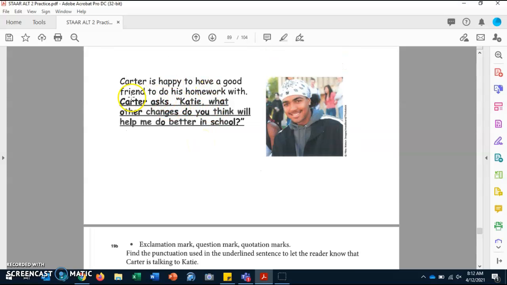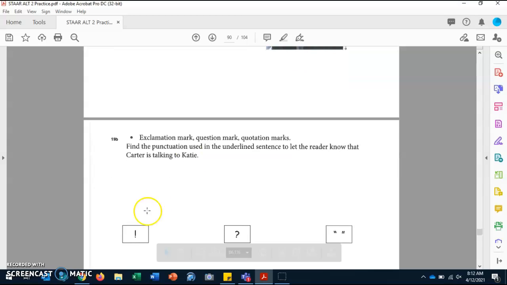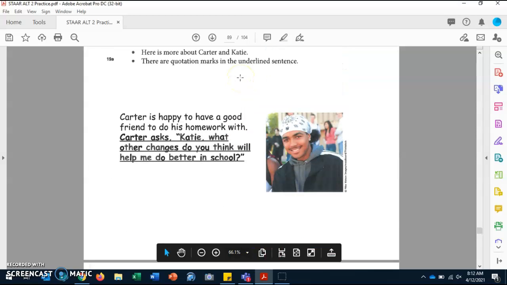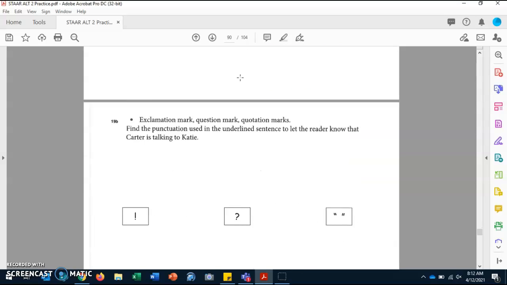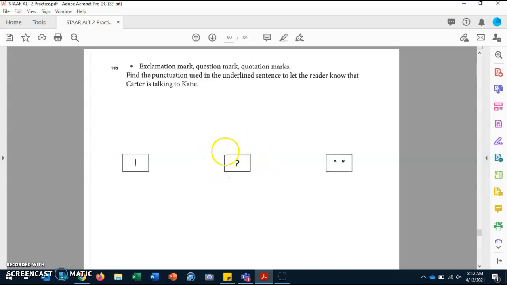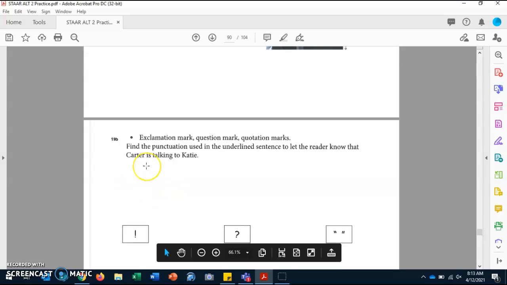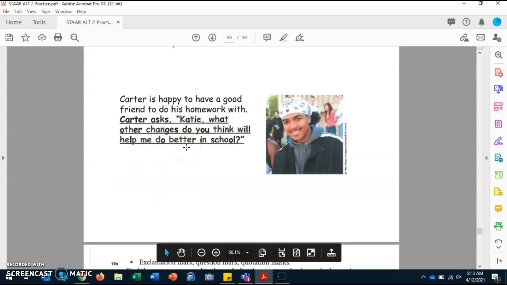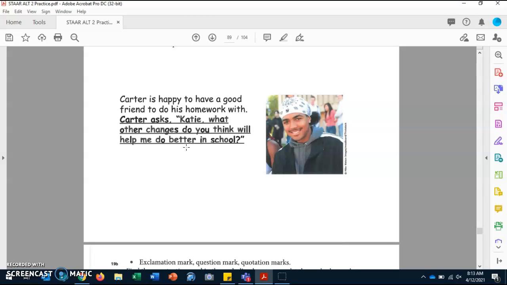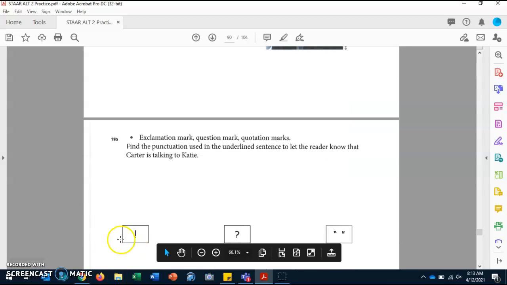So here, in this underlined sentence, which marks are letting you know that Carter is asking Katie something? Is it the exclamation mark, the question mark, or the quotation marks? How do you know Carter is talking to Katie? To begin with, if we pay attention here, do we even have an exclamation mark here? No, right? So how can that be your answer if it's not even in the sentence? So that should not be your answer.